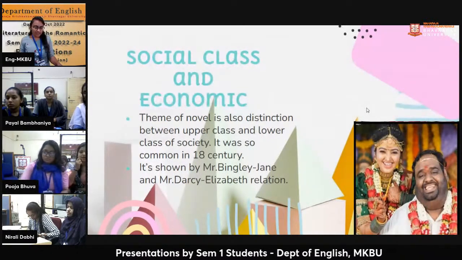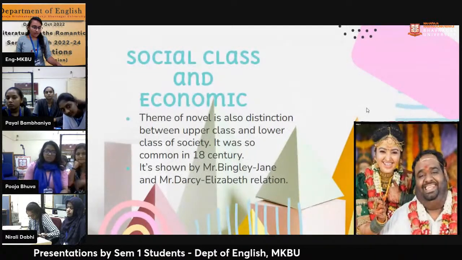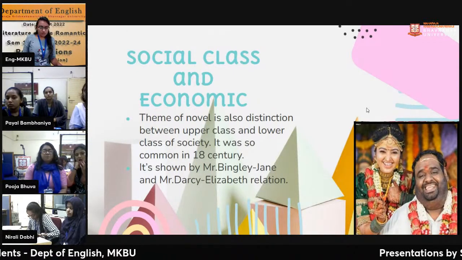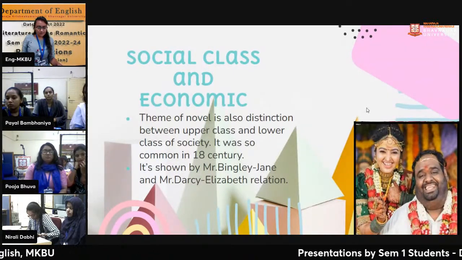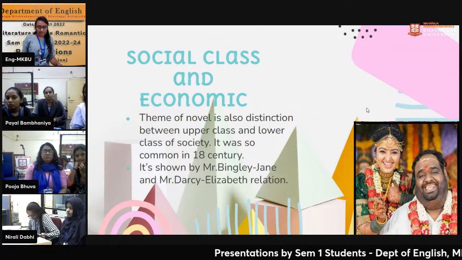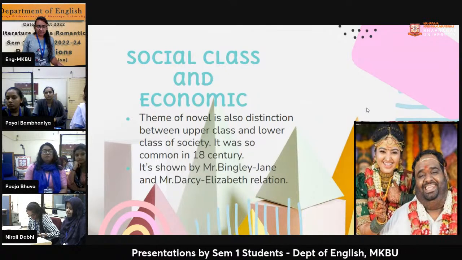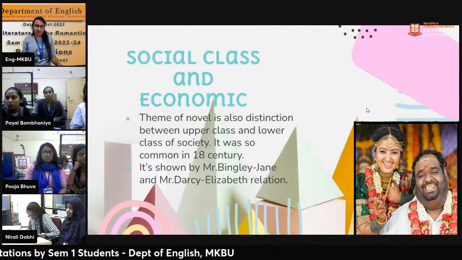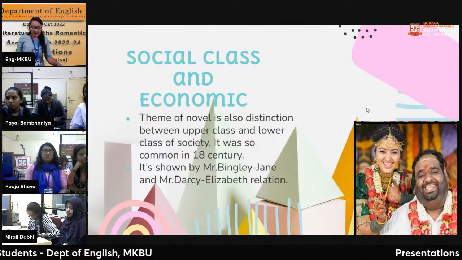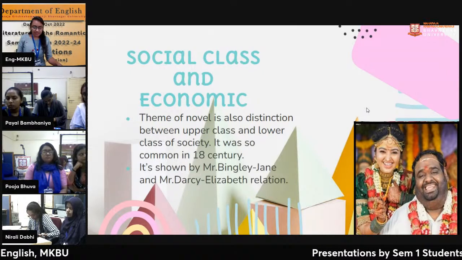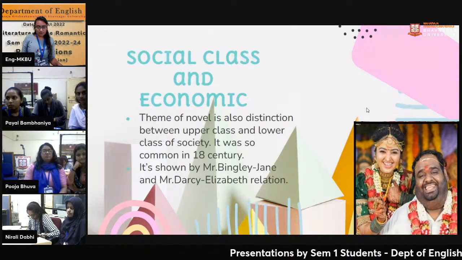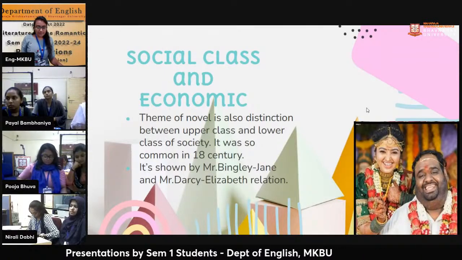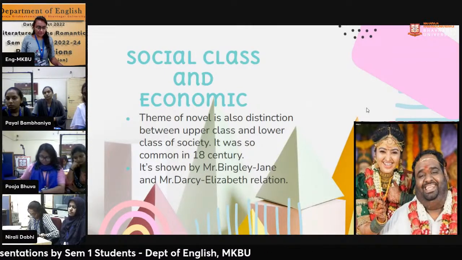The theme of the novel is also the distinction between the upper class and the lower class of society. It is so common in the 18th century. In this novel, we can see that Darcy comes from the upper class and Elizabeth comes from the lower class. That's why Darcy does not agree with the marriage. But at the end of the novel, Darcy falls in love with Elizabeth and they are happily married.